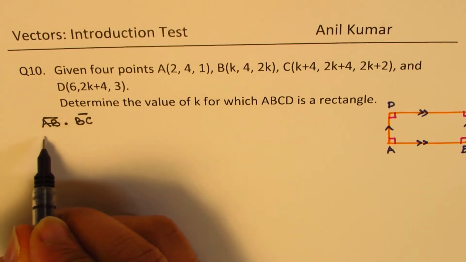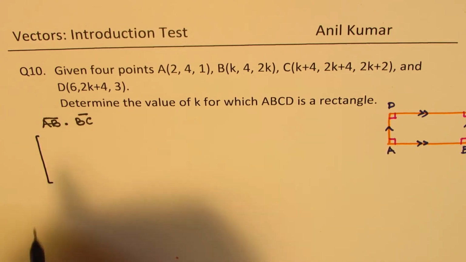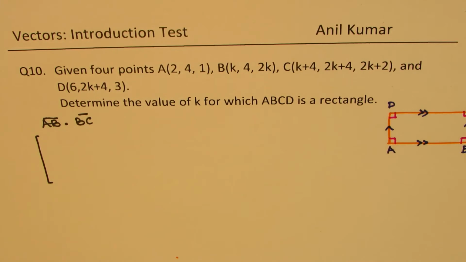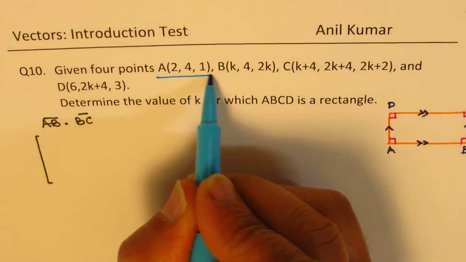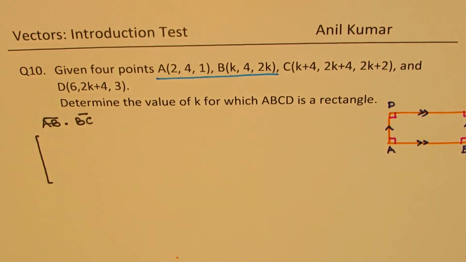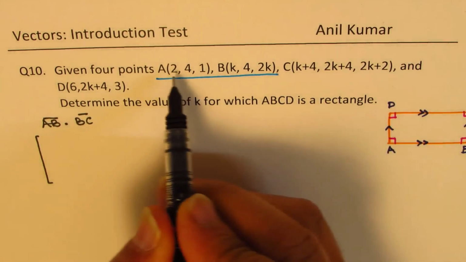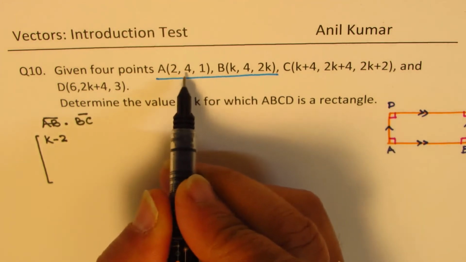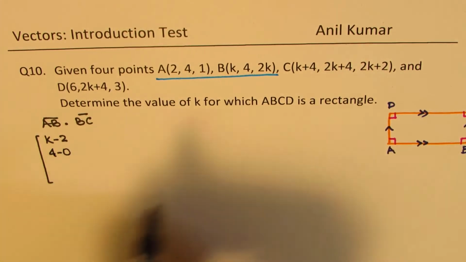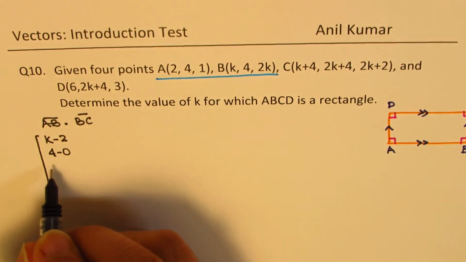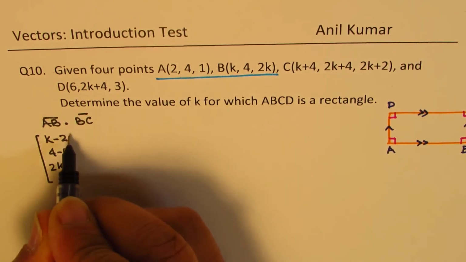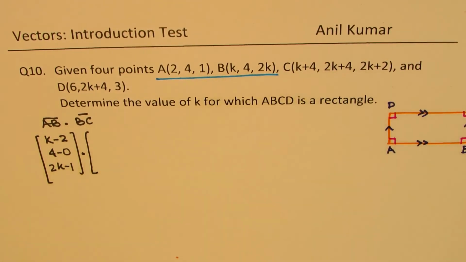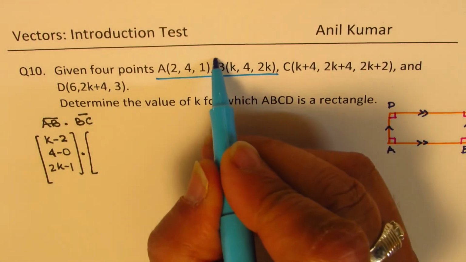So AB dot BC, so what is AB? AB, so we are now looking into AB, which is K minus 2, 4 minus 4, which is 0, 2K minus 1, dot BC. So B to C, let's look into this now.